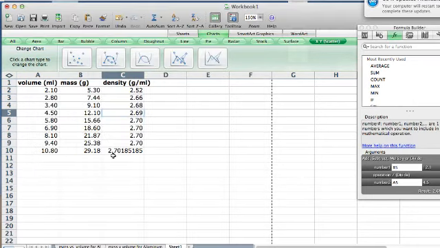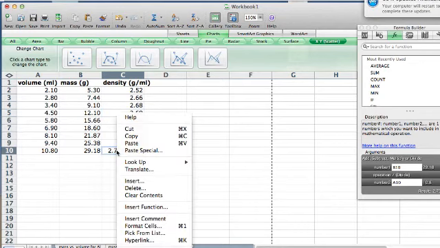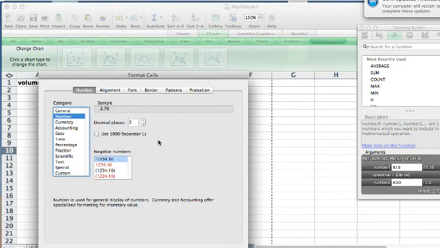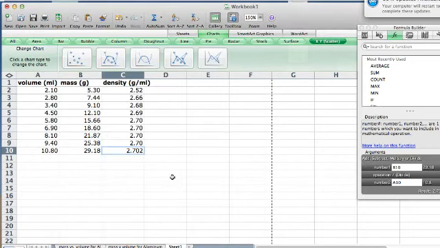Okay, and then on my last one, I have 4 sig figs in each of my values. So my density needs to have 4 sig figs. So when I format my cells here, I'm going to add an additional decimal place to give me 4 significant figures in the calculation. So now I have my density values.